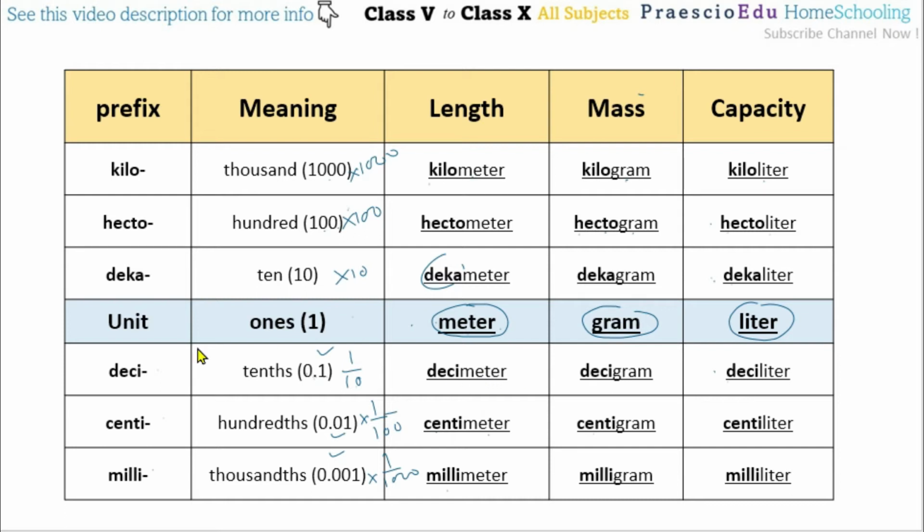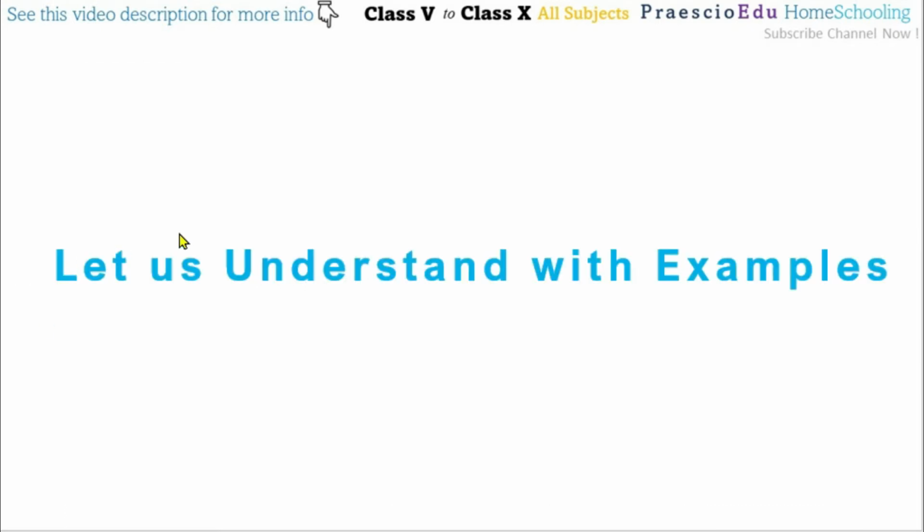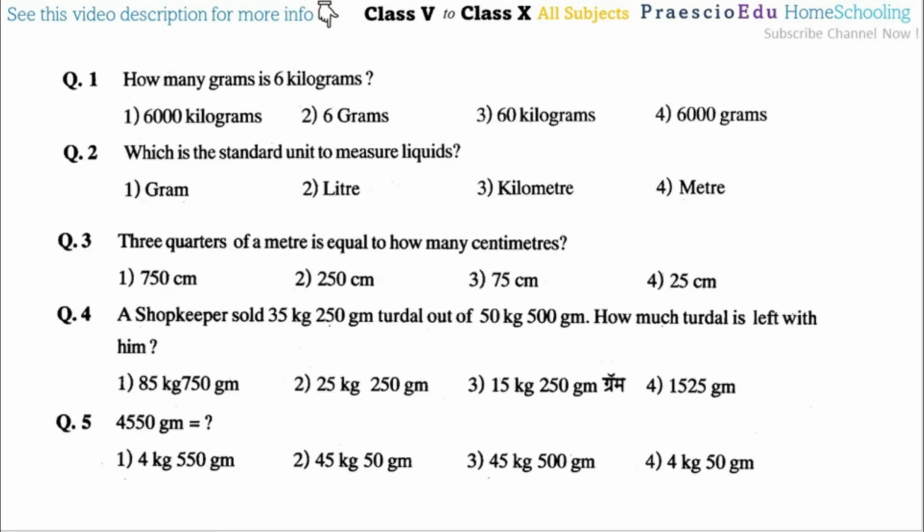Now we are going to see some examples, and through these examples we are going to understand the conversion of units. Question number 1: how many grams is 6 kilograms? Now kilo means what? Multiply by 1000. To convert kilo to grams, we have to multiply by 1000. So 6 multiplied by 1000 is 6000 grams, and this is given in option number 4.